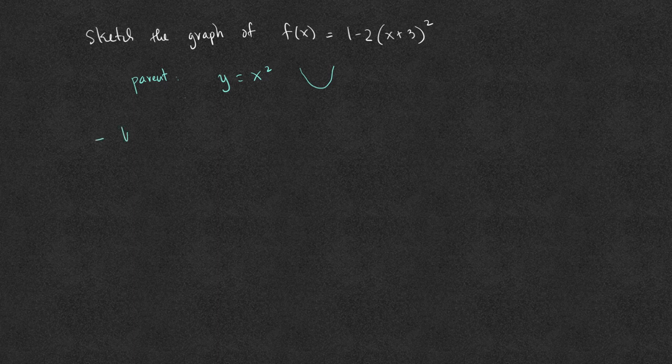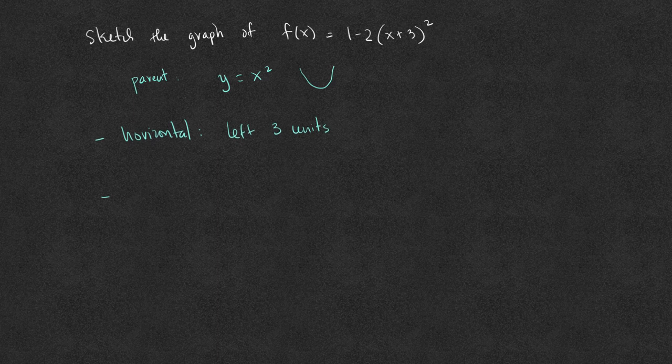First, the horizontal shift. We will shift the graph horizontally to the left 3 units. What this means is that we will start with the graph of y equals x squared and we'll shift it to the left 3 units.